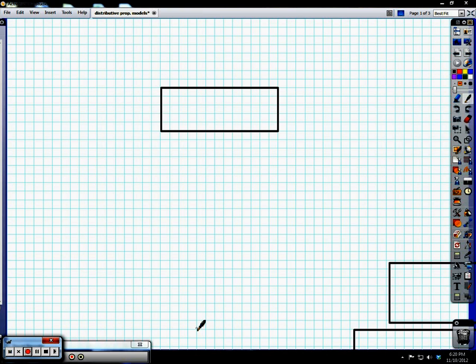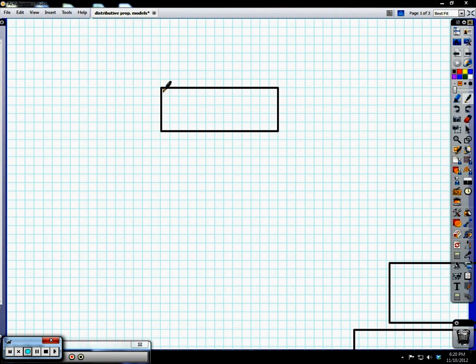In this video, we're going to look at the distributive property of multiplication. First, we're going to look at what modeling the distributive property of multiplication would look like. So up on the board, I have a rectangle.